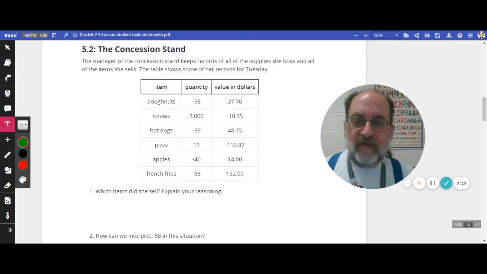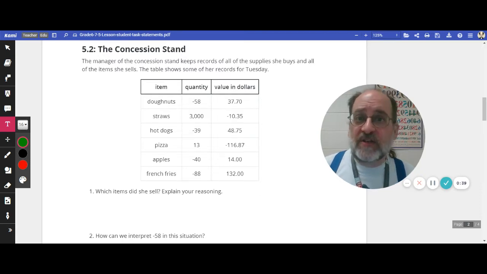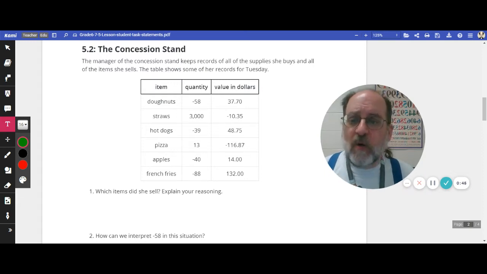So notice that we've got different items over here, quantities, and what we mean by this is quantities. You really want to think of this as changes. What kind of changes does she have in donuts and hot dogs and straws, for example? And then value in dollars. And again, on all of these, we've got positive and negative numbers, and we want to think about what these mean. So first off, let's think about what items did she sell.